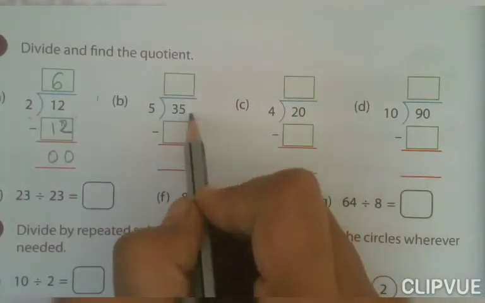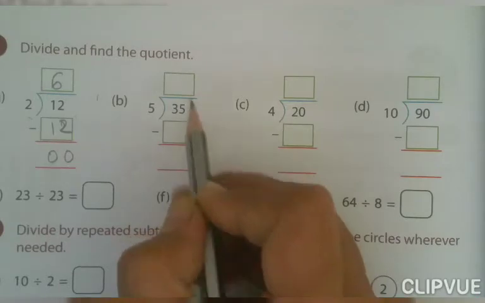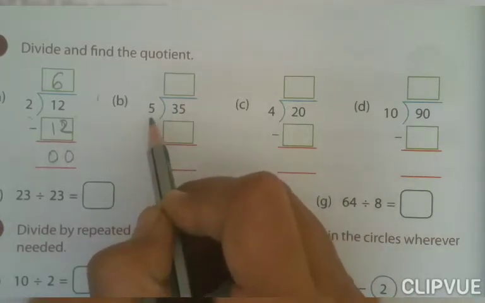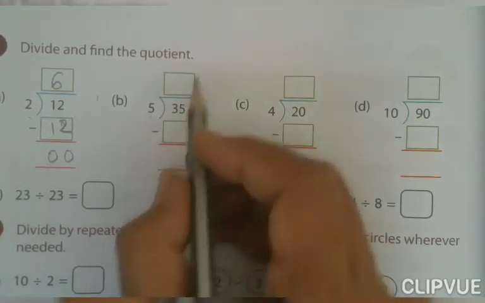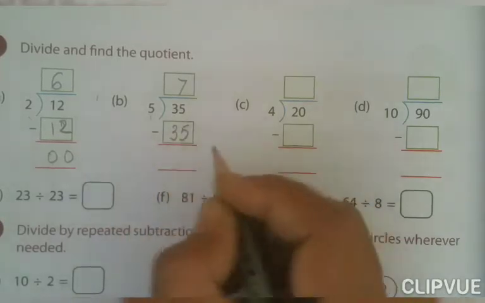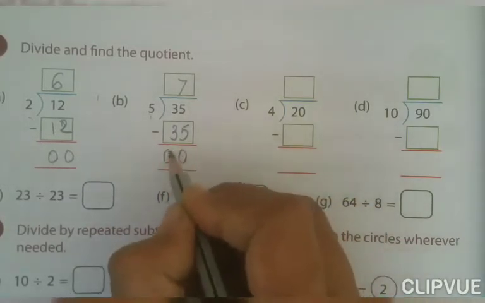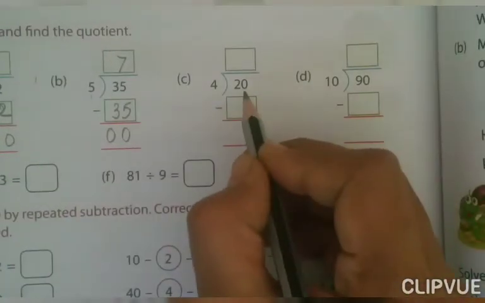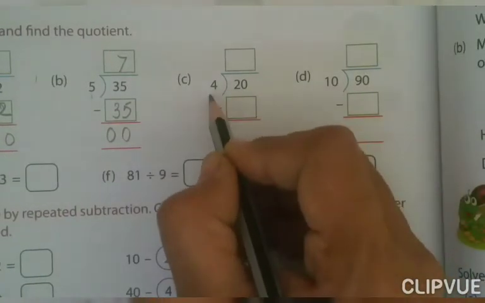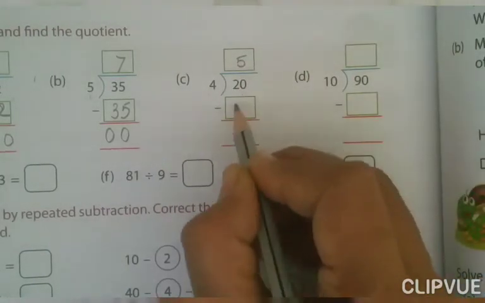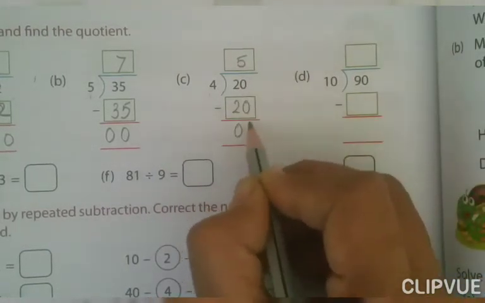Now the another example, 35 is your dividend, 5 is your divisor. Now you have to know that in the table of 5, at which number you get 35, it is 5 7s are 35. Subtract the 35 from 35 and you get the 0. Okay, same way the other example are here. 20 is your dividend, 4 is your divisor and here 4 5s are 20, then you get the 20 again, then answer is 0.